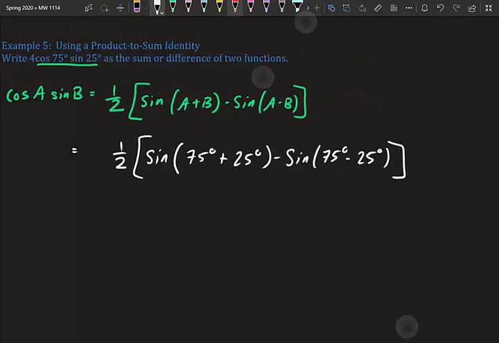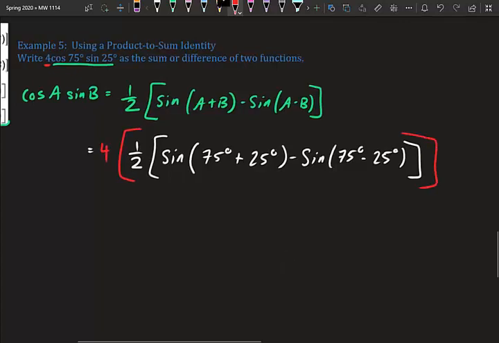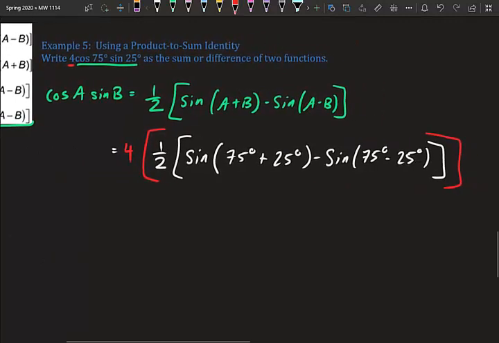Now, what about that 4? What are we going to do with it? Well, you see how it's on the outside of the function? That means we're just going to put it on the outside of our function. We could simplify that right now because we know half of 4 is 2. So we have 2. Let's combine like terms. So we have sine 75 plus 25, which is 100, minus sine 75 minus 25, which is 50.